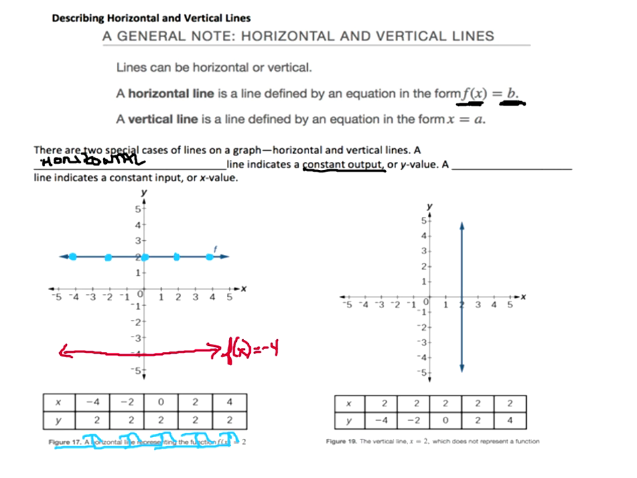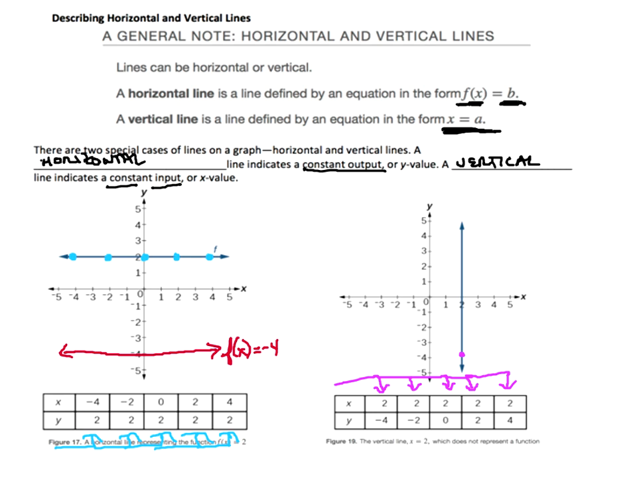Okay, moving to the vertical line. A vertical line indicates constant input. So my x value always stays the same. So notice here, when I plug in 2, I get out -4. But when I plug in 2 here, I get out -2. This thing's not a function. A vertical line fails the vertical line test miserably because it is a vertical line.